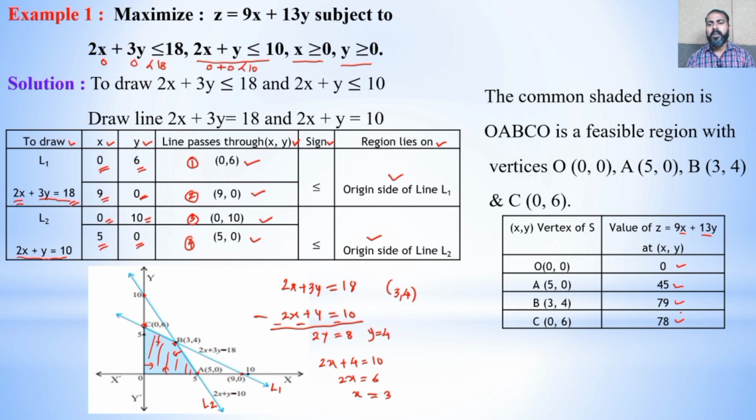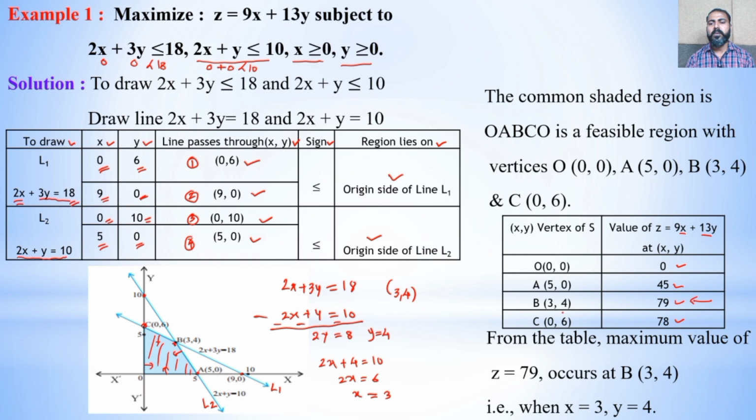Look at here in this table, here is maximum value, that maximum value is 79, which occurs at vertex B (3, 4). So, from the table maximum value of z is 79 and which occurs at the point B (3, 4), that is the maximum value of z is 79 when x is equal to 3 and y is equal to 4.